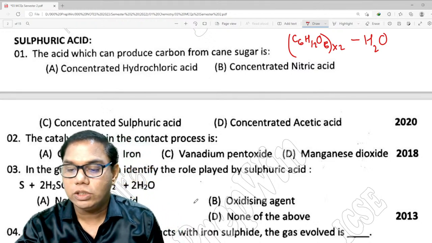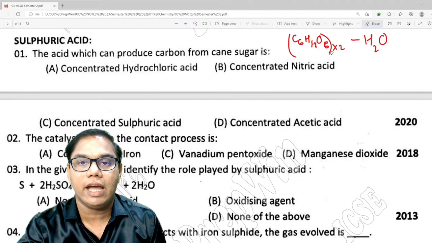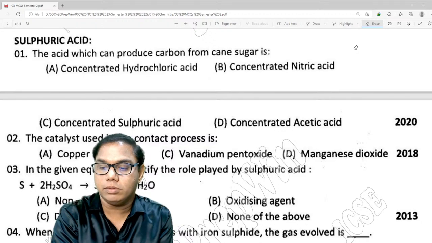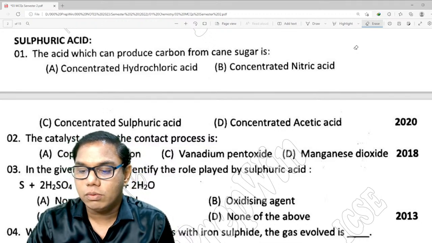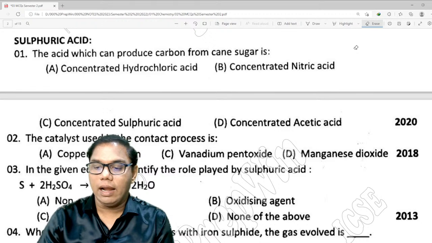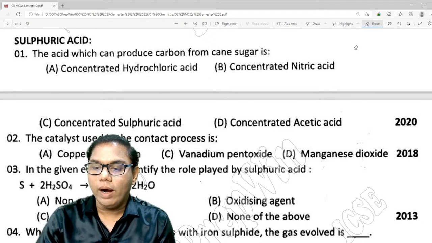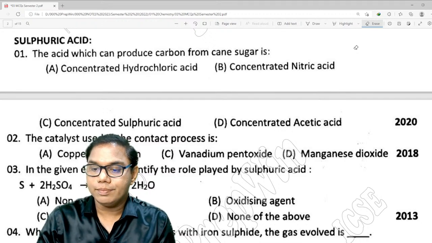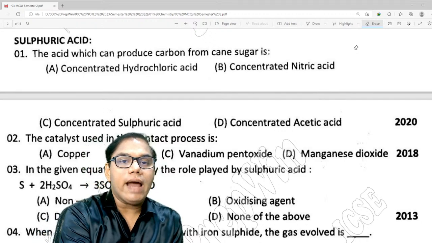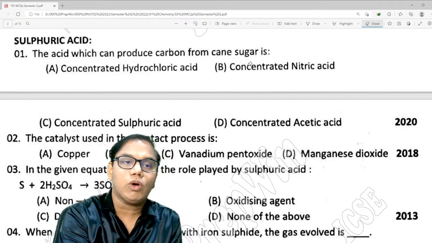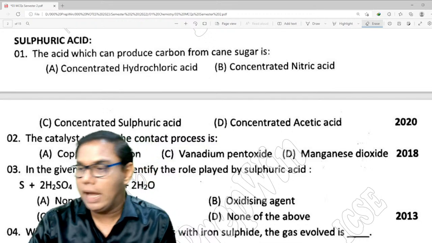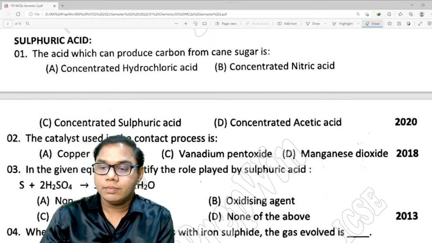You will get the formula of cane sugar. Multiply by 2 and remove the water. Is C 12 or 11? What is the formula for cane sugar? What happens? Acid can produce carbon from glucose and from cane sugar also.